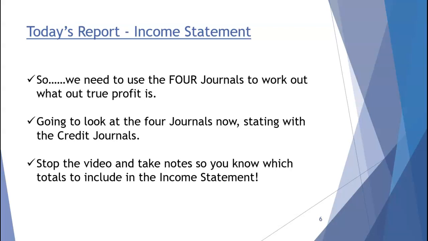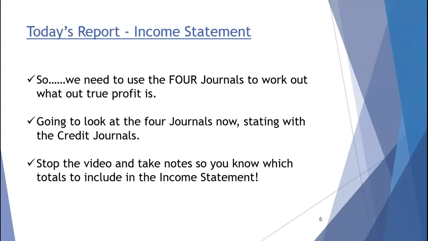So the income statement requires a little bit more work than the cash receipts journal. For the statement of receipts and payments, we only looked at two journals: the cash receipts journal and the cash payments journal. To put our income statement together, we need to look at the four journals. So we need to look at the cash receipts and cash payments. We also need to look at the two credit journals for us to correctly put the income statement together.